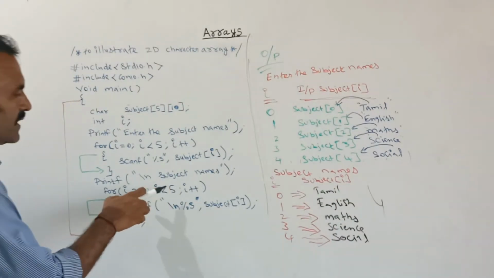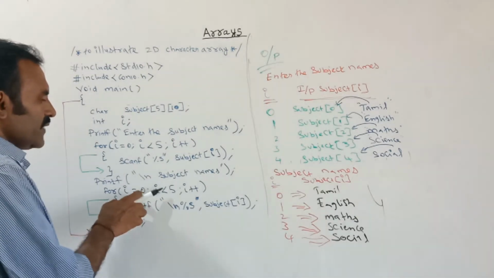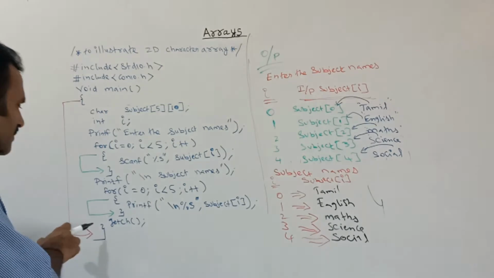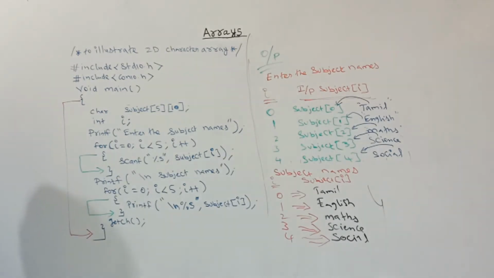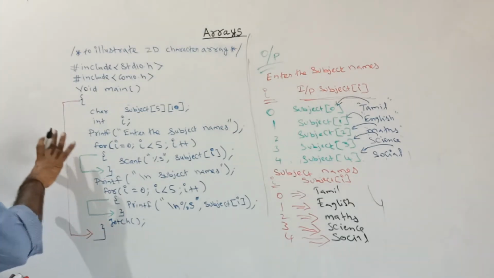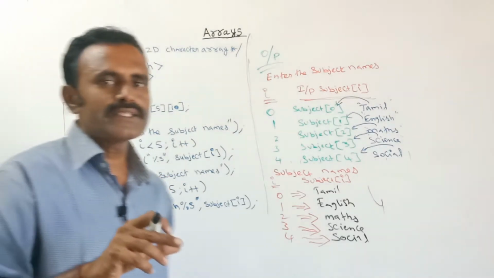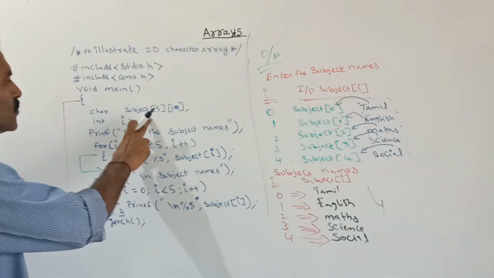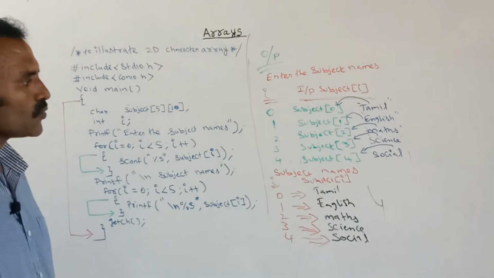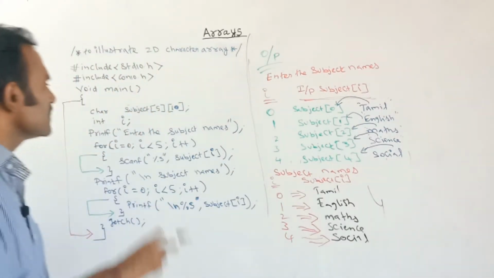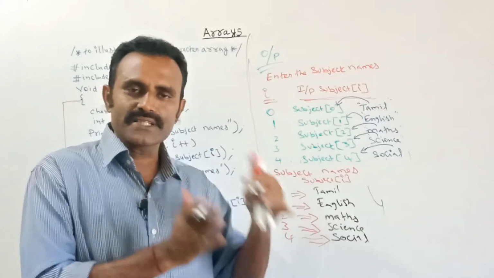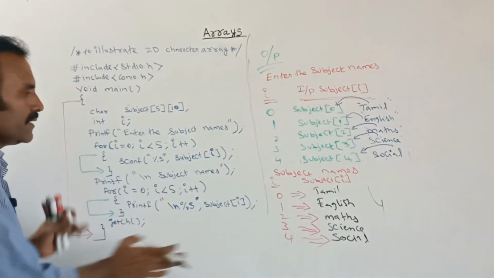After that it will check the I value. I value will be incremented to 5. Here the condition is false, so it comes outside. The controller will come to getch and it will come outside of the program. So in this way we can store multiple strings by using this two-dimensional array. If we need to store more than one string, by using this two-dimensional array we can store the multiple strings and we can display them.